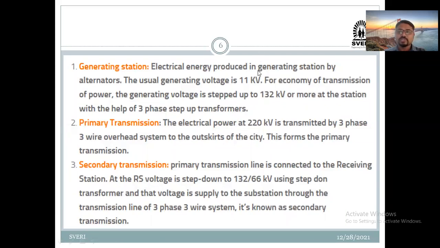Now see how the MCQ is going to form. See, usually the generating voltage at the generating station is what? 11 kilovolt. This is the first MCQ that will be formed.